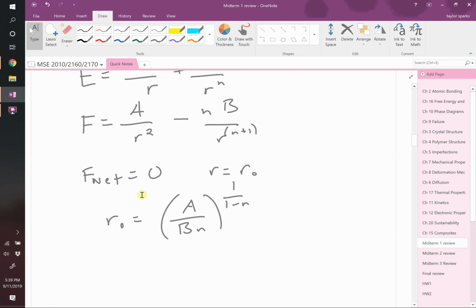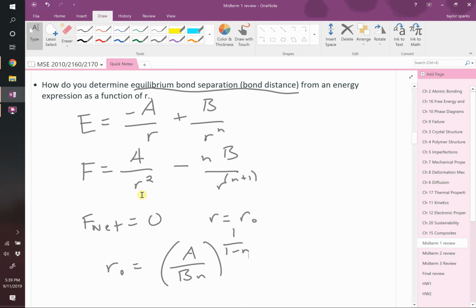So in the original equation, is that first R under A? Same R. Yeah, same R. Is that B sub n or B times n? Which one? R naught equals A over B sub n or B times n? Oh, B times N, right here. That's B times N. Good question.